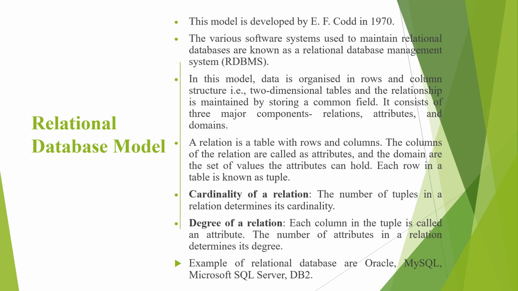Next is the relational database model, which is the most popular database model, developed by E.F. Codd in 1970. Here, the data is represented in the form of a two-dimensional table. Each table will have some rows and columns, and we have two important properties in this model. First is the cardinality and second is the degree. Cardinality means the number of tuples in a relation, meaning the number of records, and degree means the number of columns.